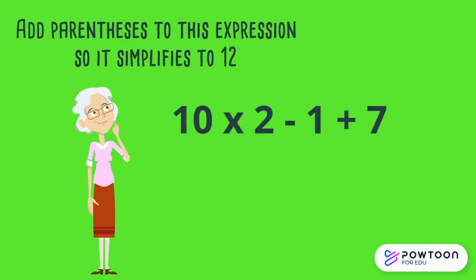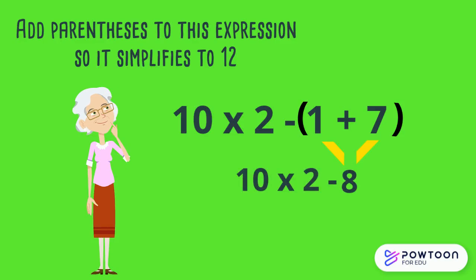Let's try this one. Where could I put parentheses so it simplifies to 12? Yep, around the 1 and the 7. I would do that first, which is 8, and then I would work it left to right. 10 times 2 is 20, minus 8 is 12.